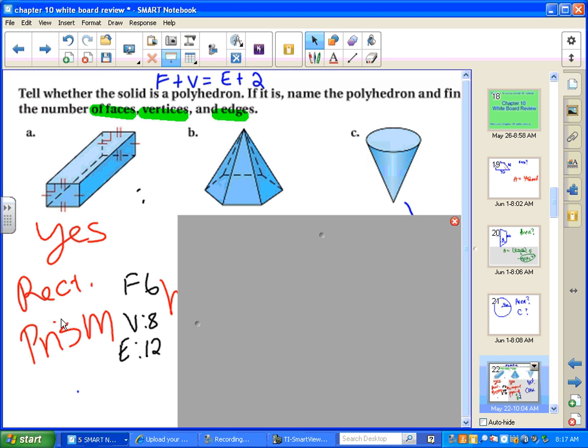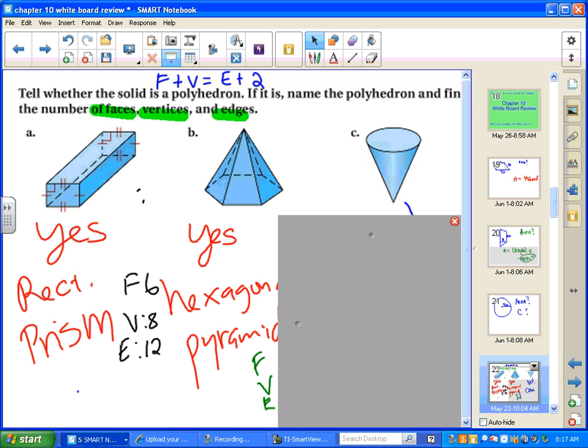Okay. Alyssa, how many vertices are in letter B? Good. Charles, how many edges are in letter B? Good, 12. So yes, hexagonal pyramid. 7 faces, 7 vertices, 12 edges. And that does work with faces plus vertices equals edges plus 2.